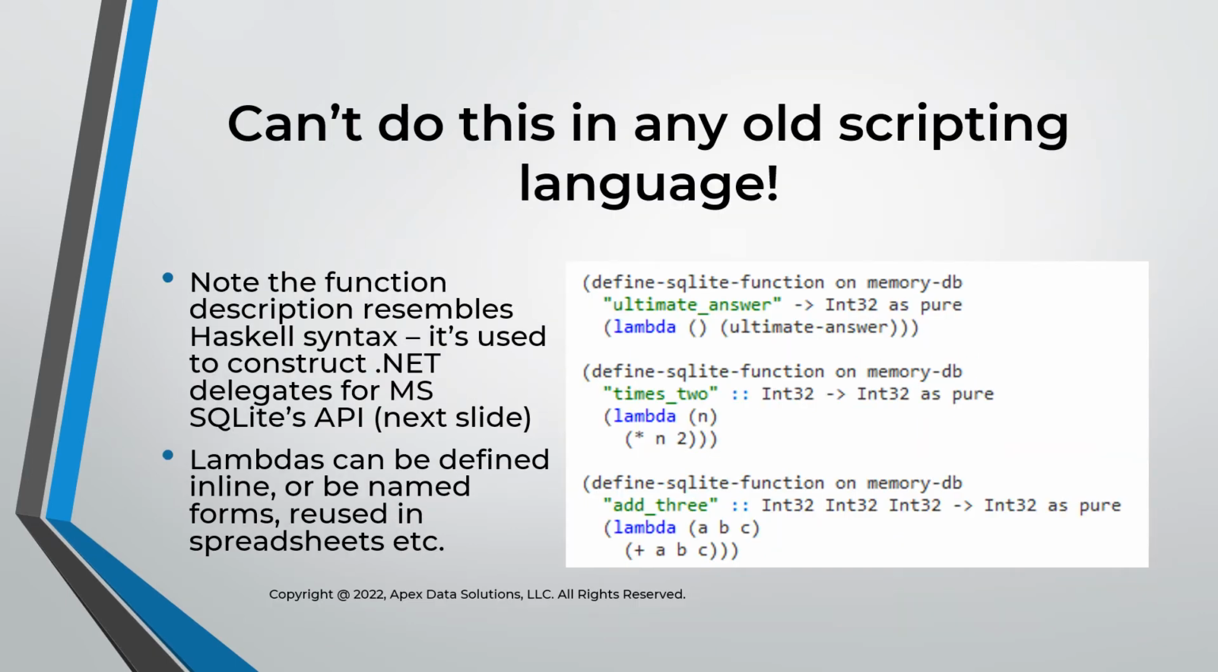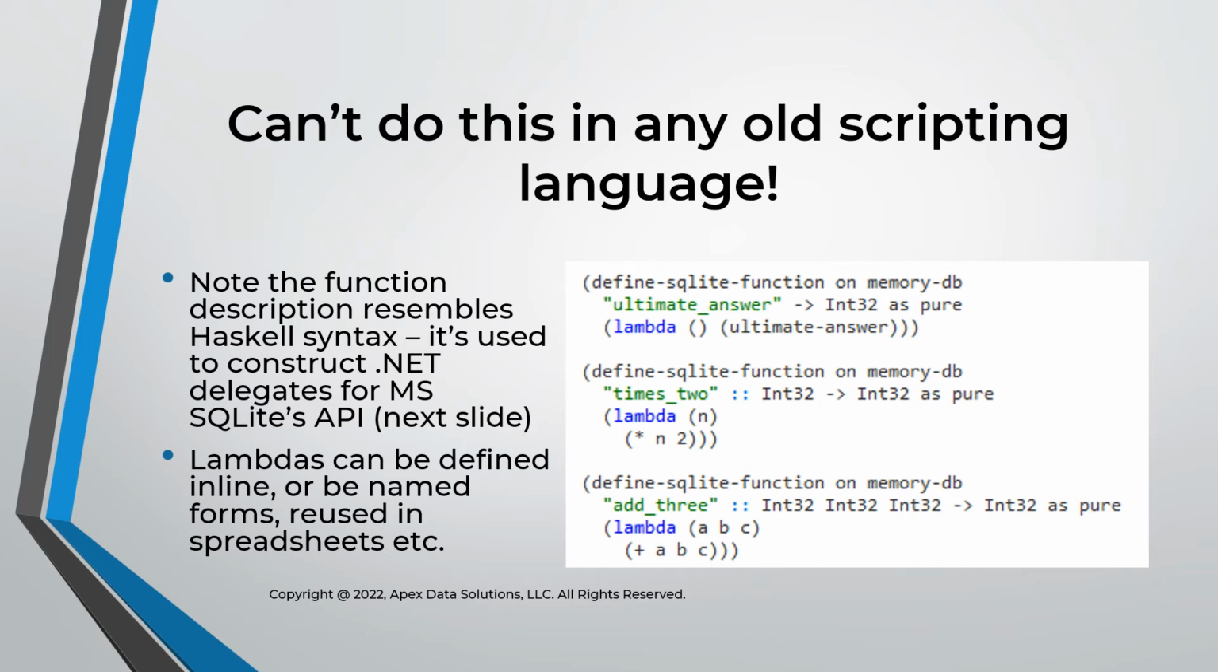Okay, so let's take a closer look at the definitions of the SQLite custom functions from a few slides back. You'll note that the syntax here that we were aiming for feels a bit like Haskell function definitions. In this sense, the code is self-documenting, but it's also how under the hood the function is registered with the correct generic parameters in Microsoft SQLite's delegate-based API for creating such functions.